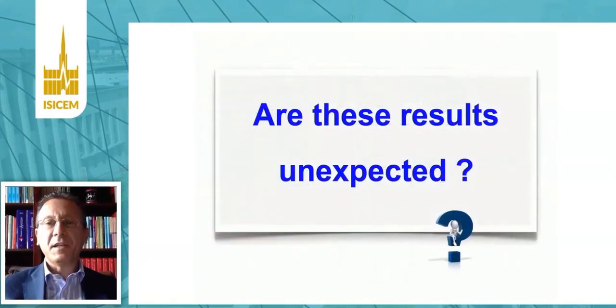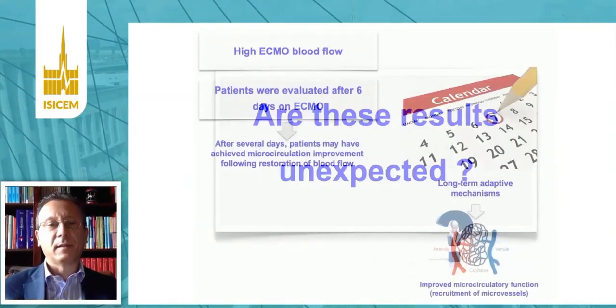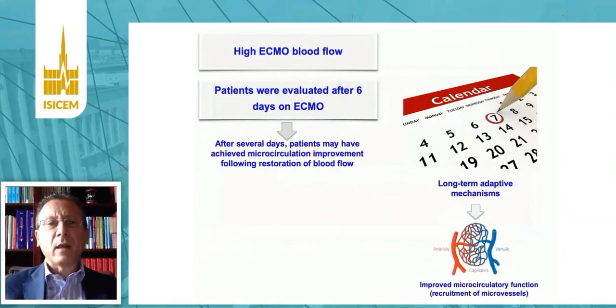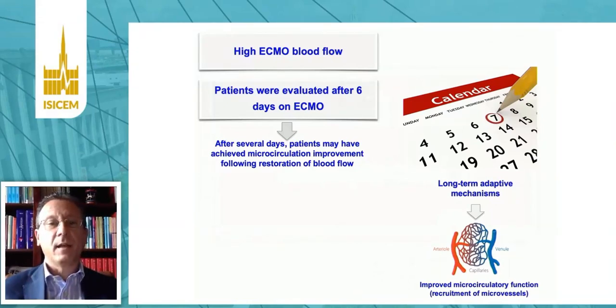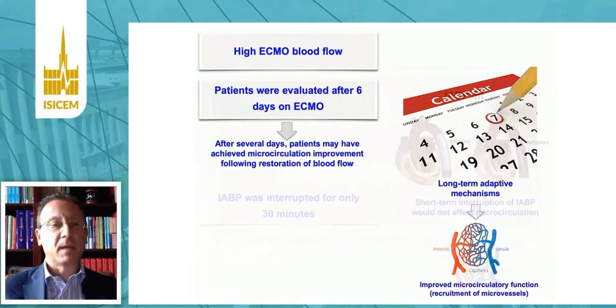But are these results really unexpected? Patients were evaluated after 6 days on ECMO with a high blood flow, and after several days, patients may have achieved microcirculatory improvement following restoration of blood flow. This is a long-term adaptive mechanism.